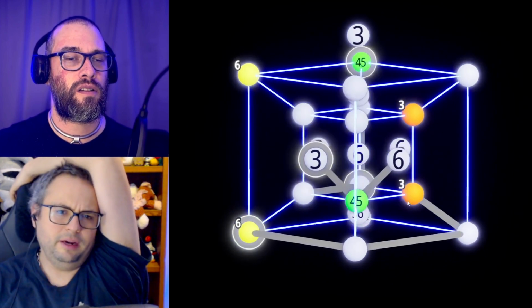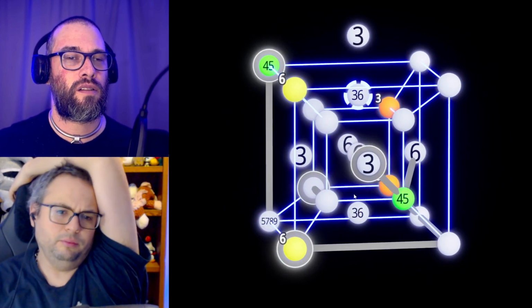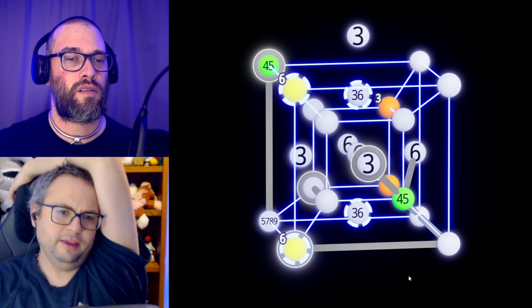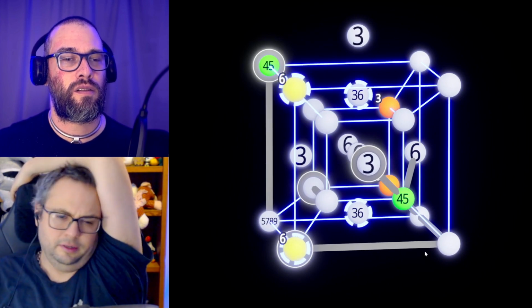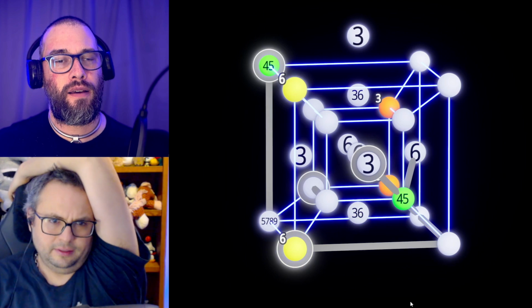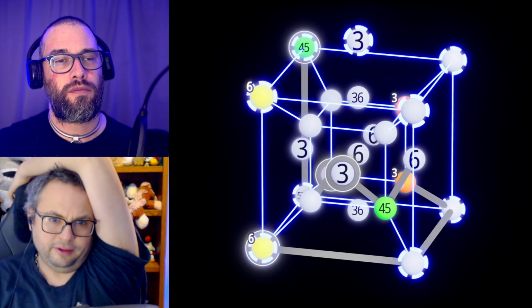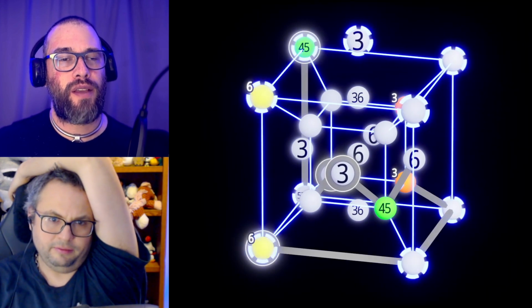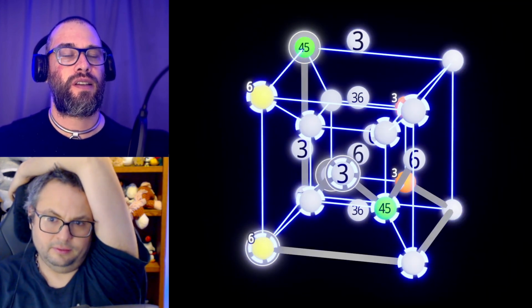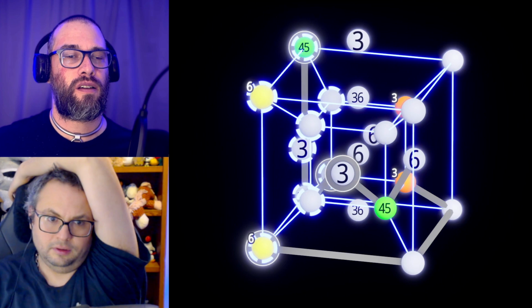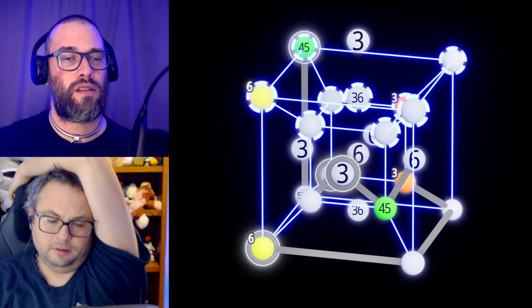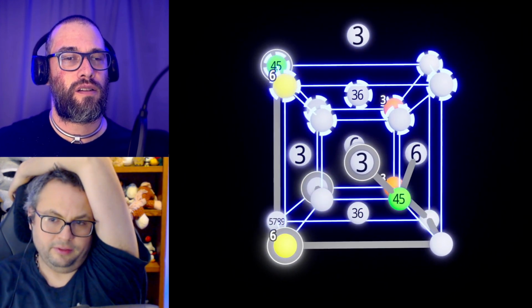So is the point going to be that we have some sort of weird X-wing with this nonsense? Because those cells see each other via one of the faces, right? Nothing else, right? There we go. So yeah, there's that.